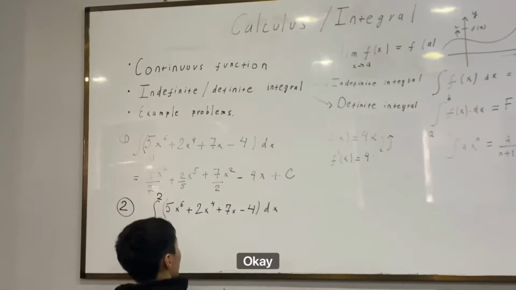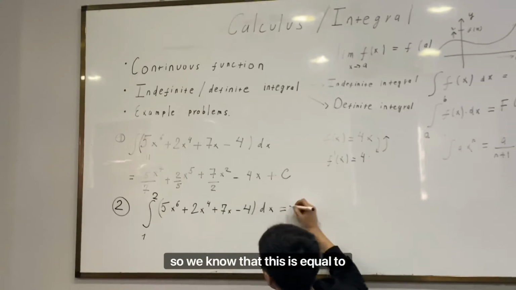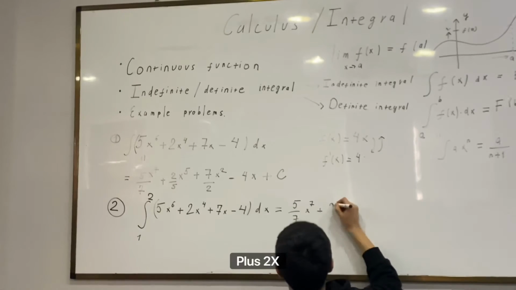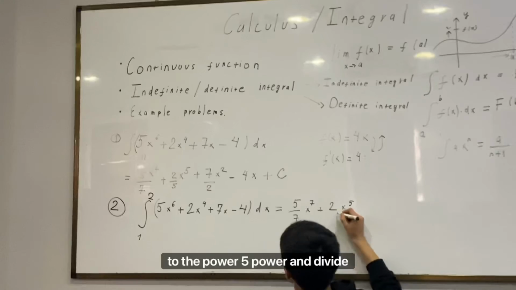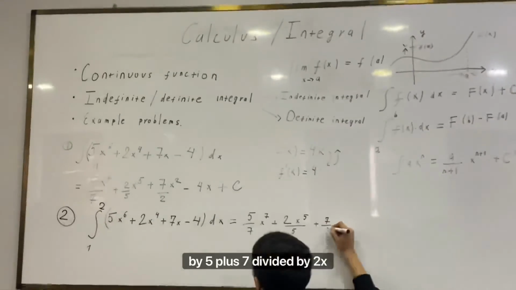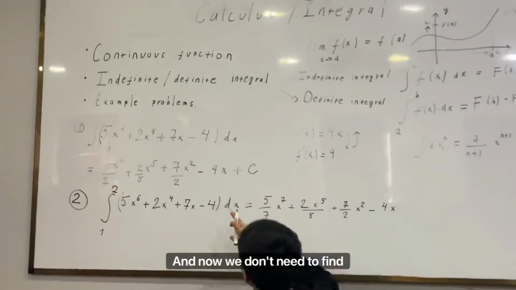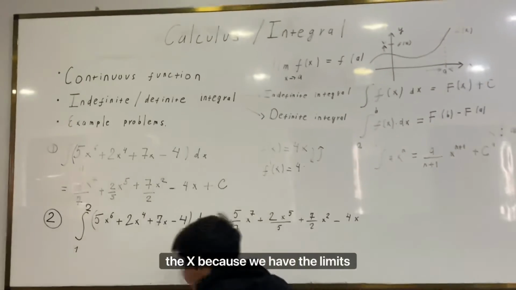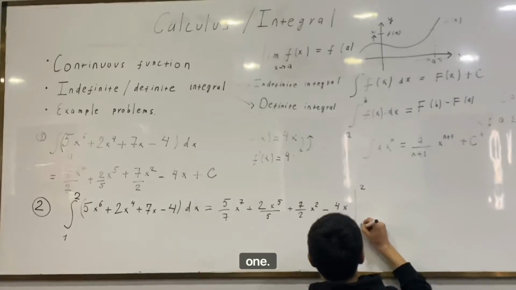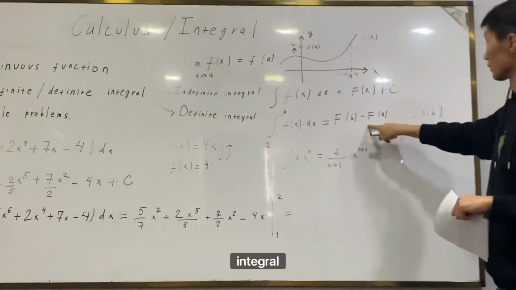Okay, so we know that this is equal to 5 divided by 7, x to the 7 power, plus 2x to the 5 power divided by 5, plus 7 divided by 2, x squared, minus 4x. And now we don't need the constant because we have the limits now. So we put them like here, 2 and 1. So we jump to the definite integral.